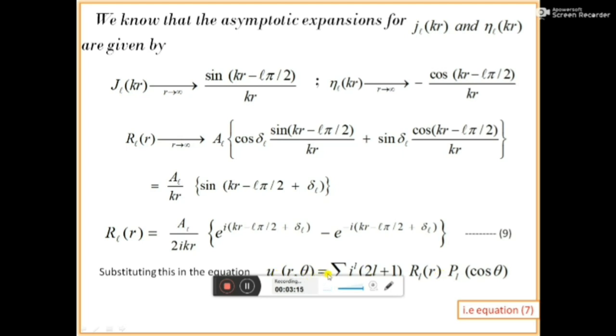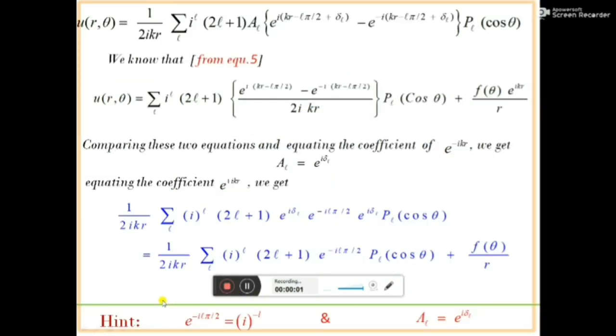u of r comma theta is equal to summation over L i power L 2L plus 1 R_L of r P_L of cos theta, which is nothing but equation 7. As I said previously, this equation 9 is substituted for R_L of r in equation 7. After substituting equation 9 in equation 7, we get u of r, theta is equal to 1 divided by 2i kr summation over L i power L 2L plus 1 A suffix L multiplied by e to the power of i(kr minus L pi by 2 plus delta_L) minus e power minus i(kr minus L pi by 2 plus delta_L) into P_L of cos theta.